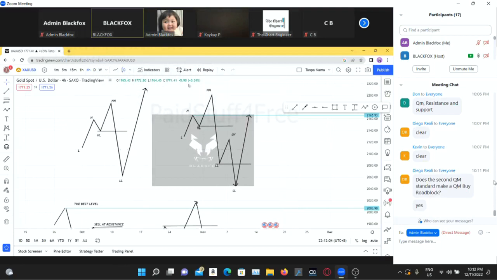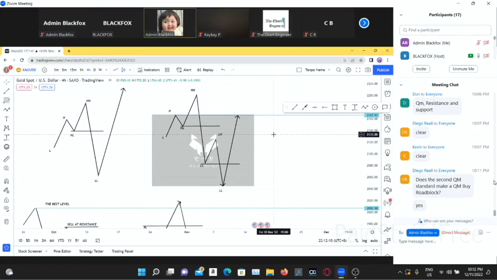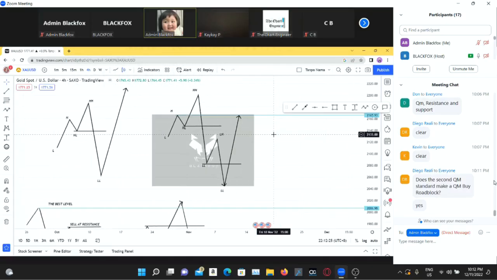Please explain, Cap. Yes. The standard makes a QM by roadblock. Yes. The bottom one is the QM by roadblock, but the bottom one is also the first QM, which is a high risk QM level. I mean, you can take it, but it is quite a risky level. But it depends on how the market reacts. If the market gives a reaction, then you can entry there. Is that clear?